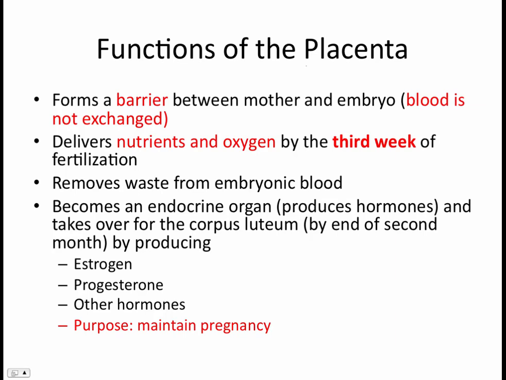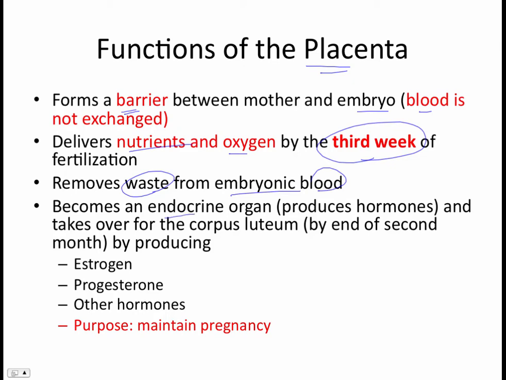Let's look at these functions of the placenta, forming that barrier between the mother and embryo where the blood is not exchanged. We can deliver nutrients and oxygen by that third week of fertilization, as well as remove waste products from that embryo through the blood.